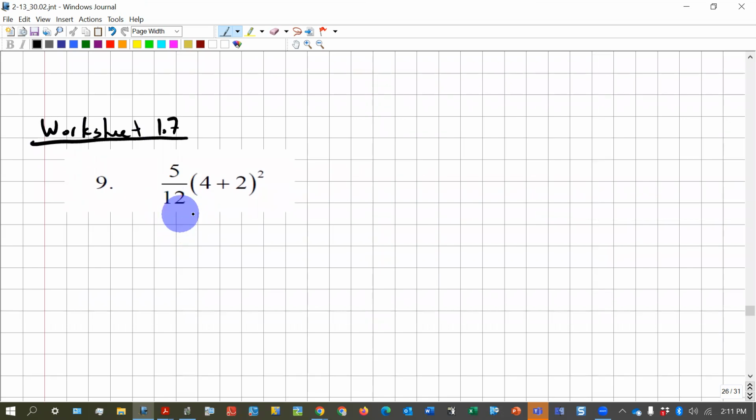Is this an expression, an equation, or an inequality or something else? It's an expression. There's no equal sign. There's no greater than or less than sign. Are there any variables? No, just numbers. That means our final answer will be a number.